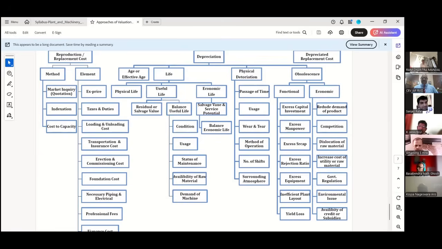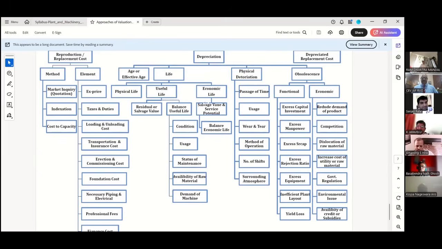Okay, raw materials are not available. It is economic obsolescence. Raw material or utility available at a higher cost, it is economic obsolescence. Reduction in the demand of the product produced by the machine, the machine has lost its value. It is an example of economic obsolescence.